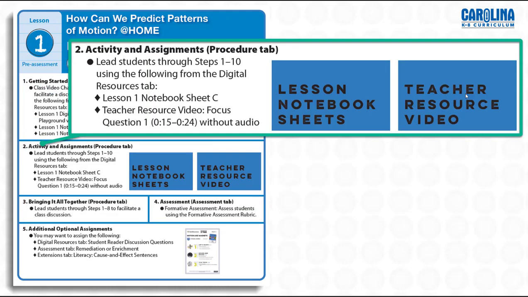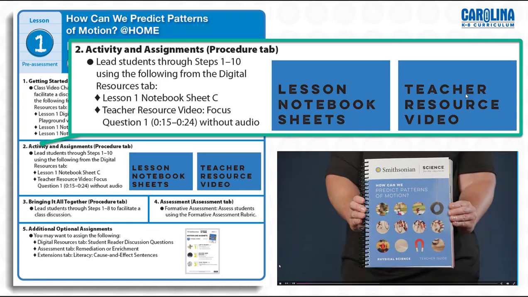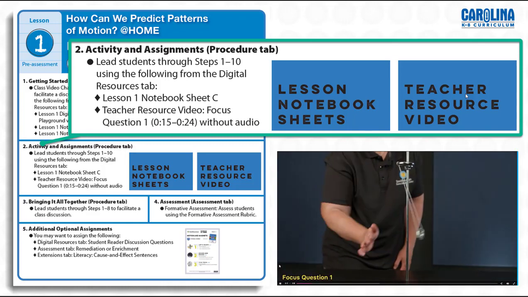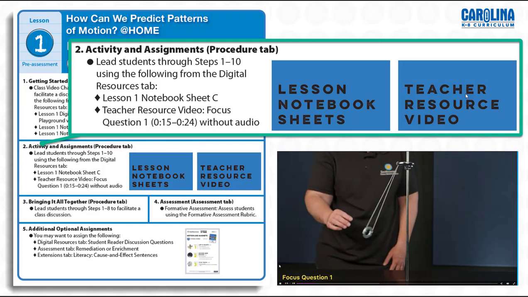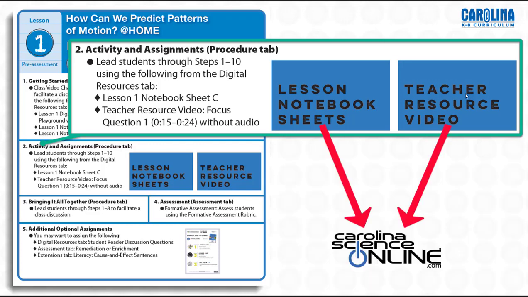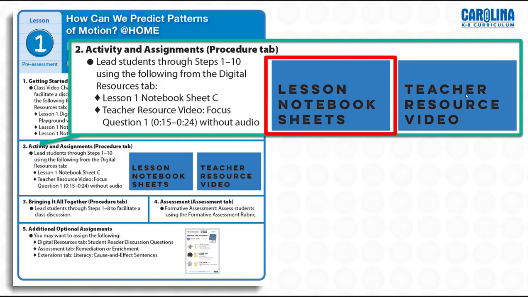The second step is the activity and assignments. This step provides the guidance for the teacher on how to proceed through a lesson activity and the resources required to do so. Depending on the activity, you may have one or several resources that are needed to complete the activity. The icons match what you'll find in Carolina Science Online, making it easy to identify the resources you'll need to use with students. Student notebook sheets are available as a digital sheet that students can record right on their device, or as a printable PDF that students can use with their STEM notebook.